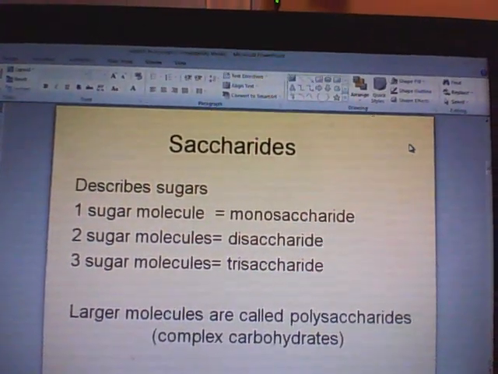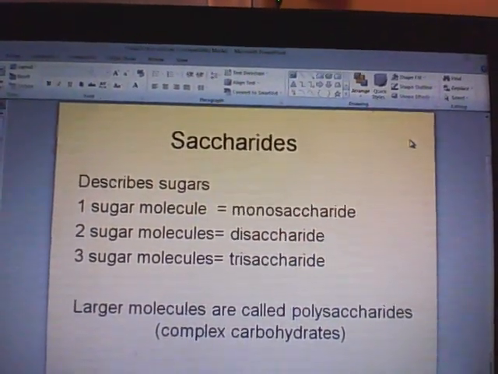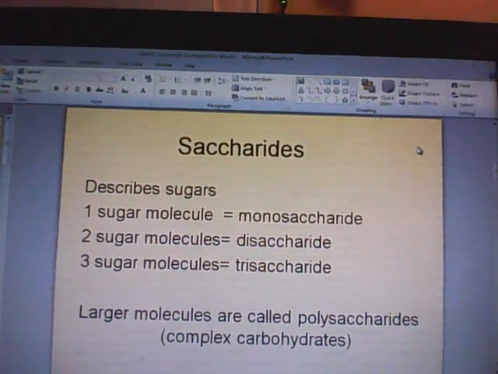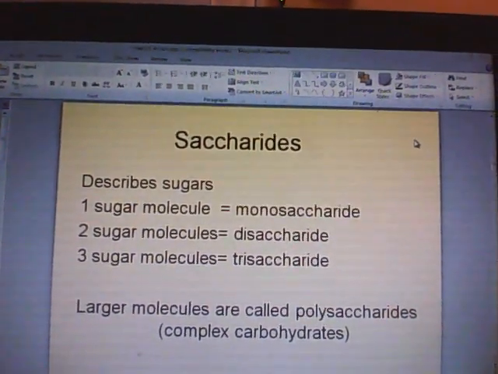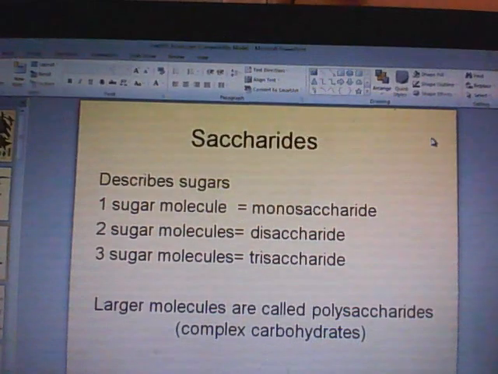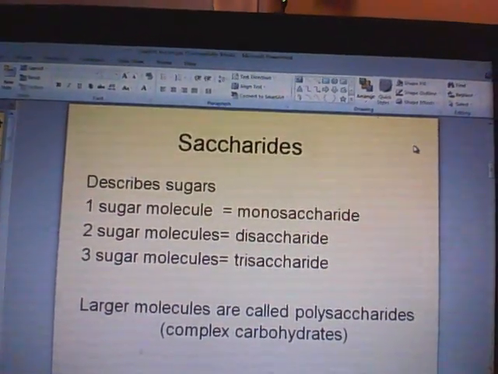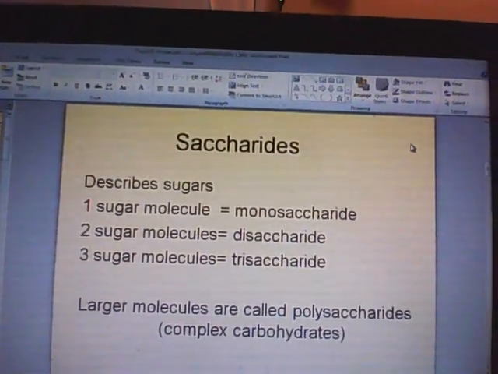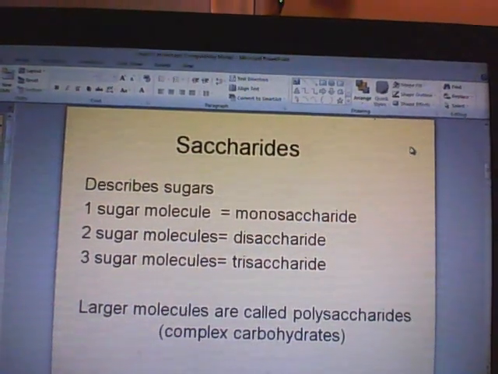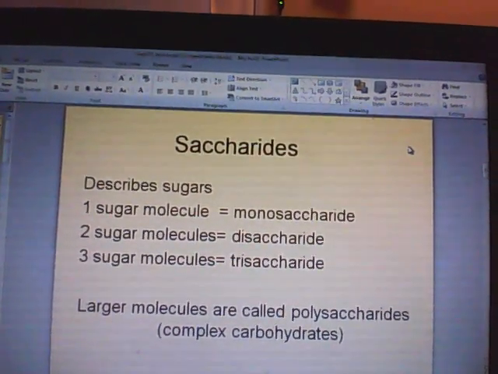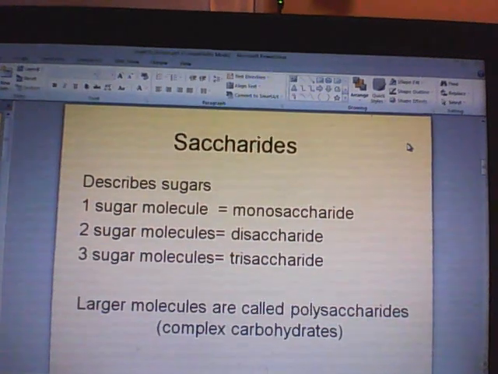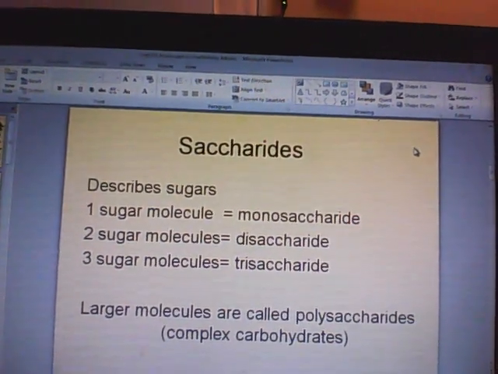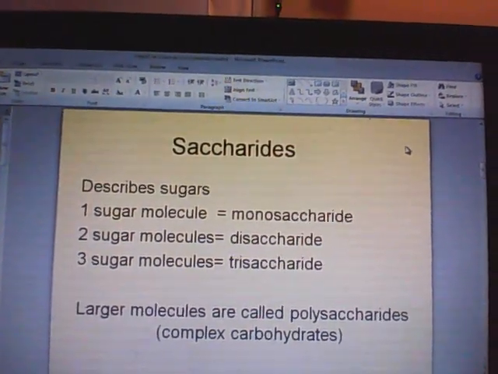So whenever you hear a scientist talk about sugar, they'll use the word saccharide. Saccharide is another term for sugar, and it means carbohydrates. So you should get in your head that carbohydrates equals sugar, scientific name saccharide. One sugar molecule is a monosaccharide, two is a disaccharide, and three sugar molecules are trisaccharides. If we make a larger molecule, it is called a polysaccharide.